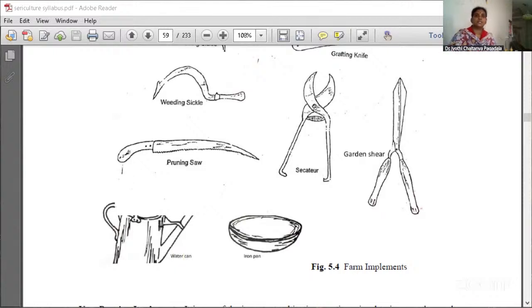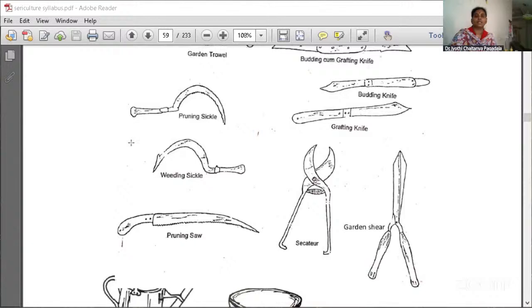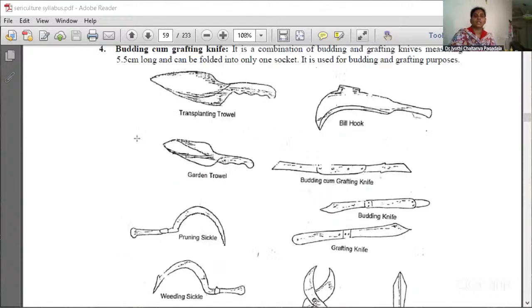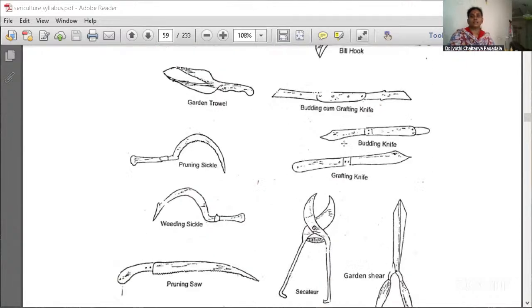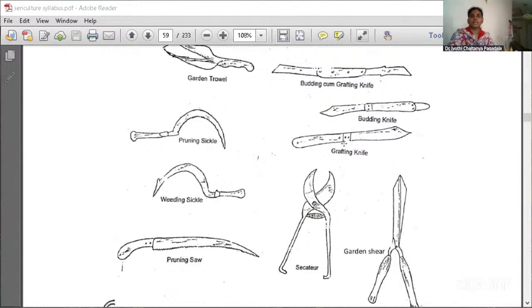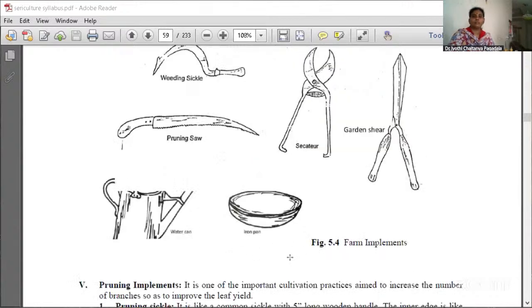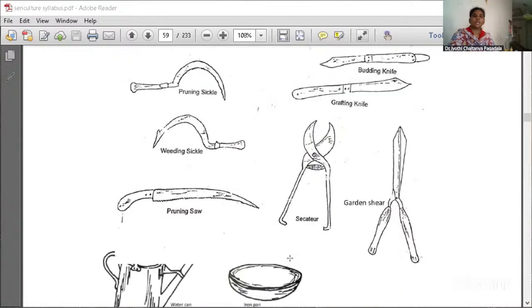All these are the materials we need: transplanting trowel, bill hook, budding grafting knife, budding knife, grafting knife, garden chair, iron pan. All these are the farm implements.